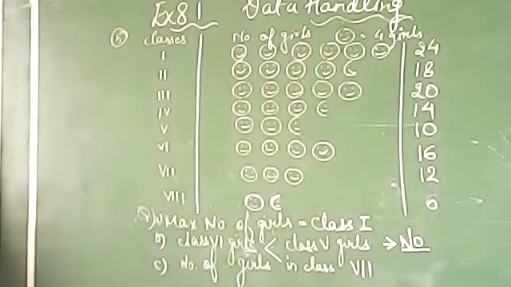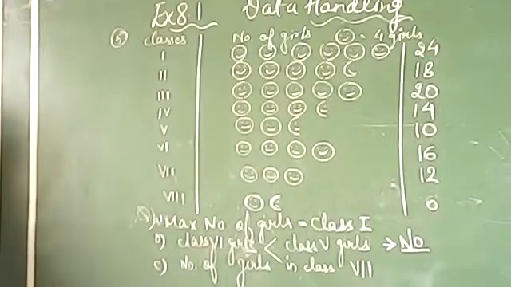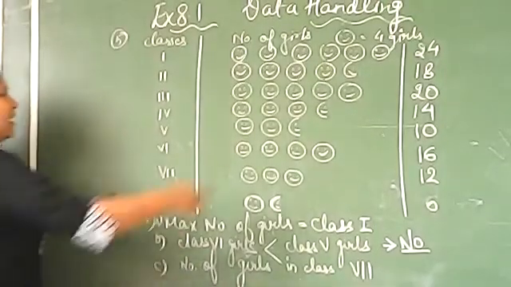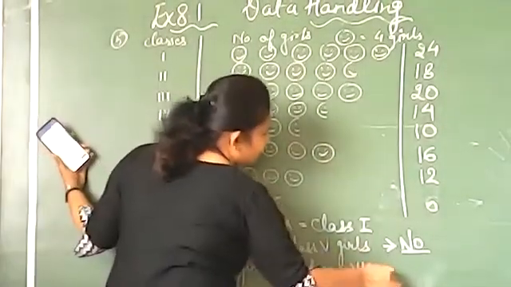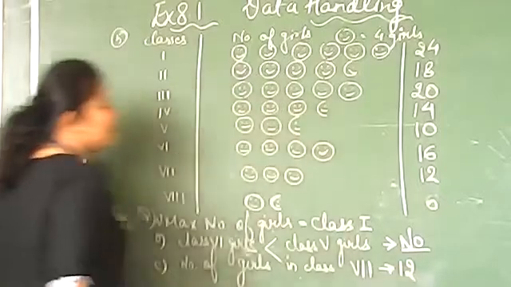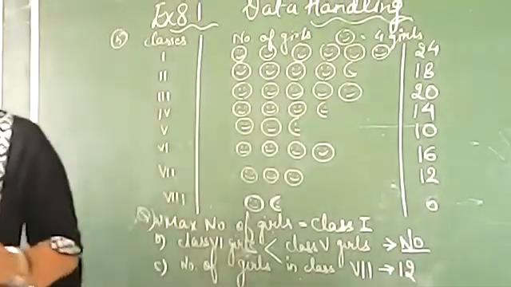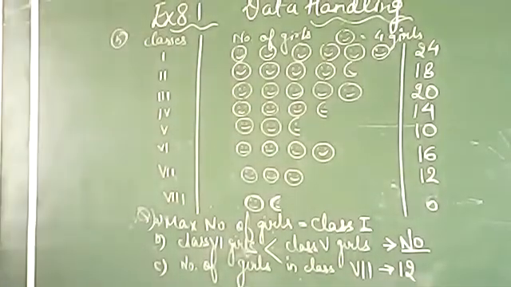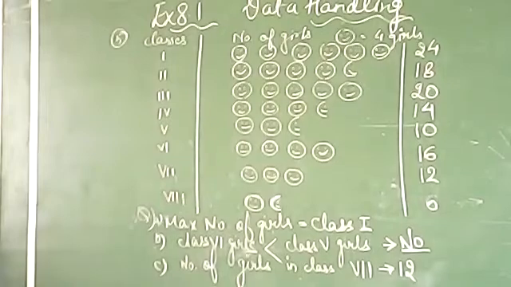Now question number C, it is asking how many girls are there in class 7? So class 7 में कितनी girls है बेटा? You can see in front of me have written 12. So the answer would be 12 girls are present in class 7. So this question is completed.